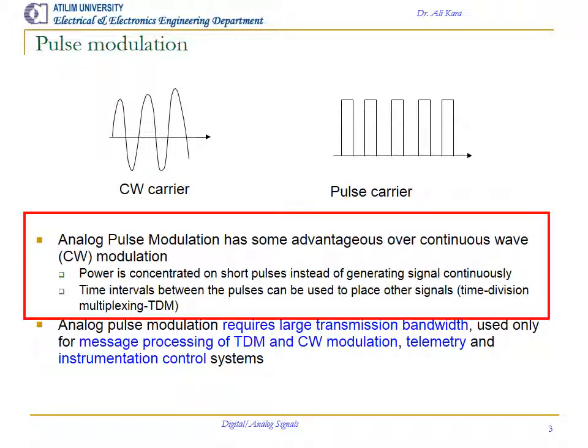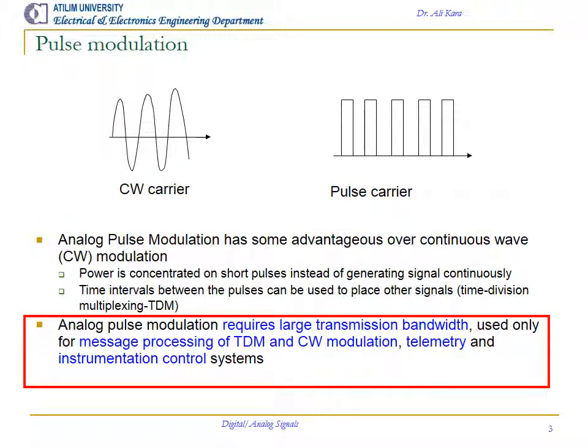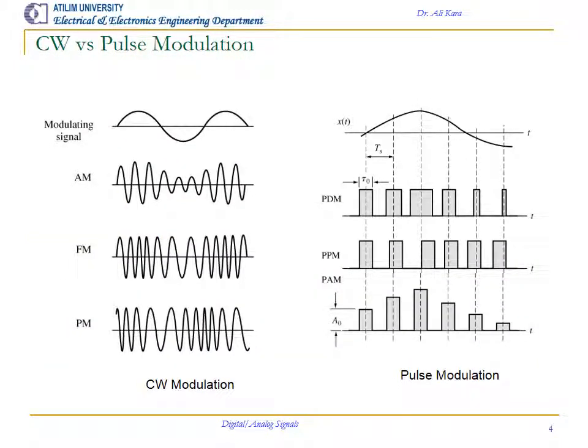Pulse modulation. Analog pulse modulation has some advantages over continuous wave (CW) modulation. Firstly, power is concentrated on short pulses instead of generating signal continuously. And secondly, time intervals between the pulses can be used to place other signals, for example time division multiplexing, TDM, although it has its disadvantages. Analog pulse modulation requires large transmission bandwidth, and is used only for message processing of TDM and CW modulation, telemetry, instrumentation, and control systems.